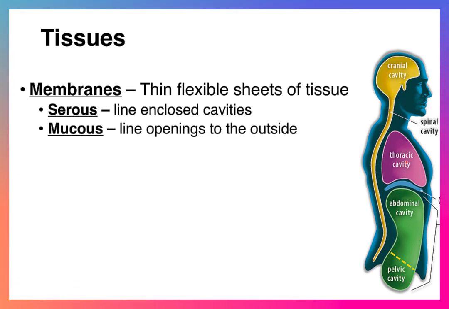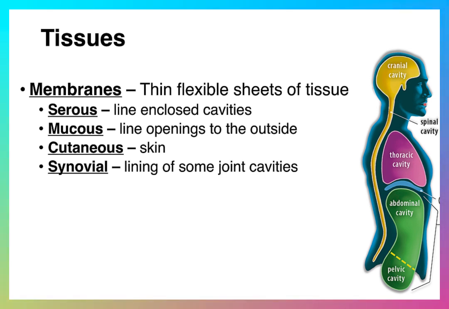The second of these is the mucous membranes, and you've heard that term mucous membrane. Mucous membranes are within the oral cavity, in the nasal cavity, and so these line openings that extend to the outside of the body. The third is the cutaneous membrane, and in humans this is called the skin. And then there are the synovial membranes, and the synovial membranes line certain joint cavities, for example, the knee cavity.